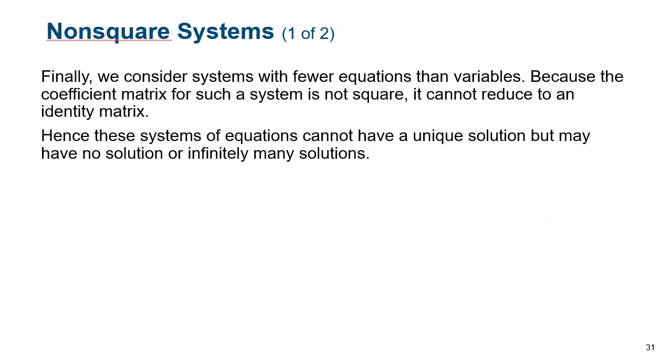All right, finally, what happens when we have non-square systems? So we have fewer equations than variables. And I already told you that when we have fewer equations than variables, there is no unique solution. We cannot solve it because we just don't have enough information. It's impossible to reduce it to an identity matrix. Therefore, these things cannot have a unique solution, but they could have no solution or infinitely many solutions, just depending on how the matrix works out based on those previous rules.